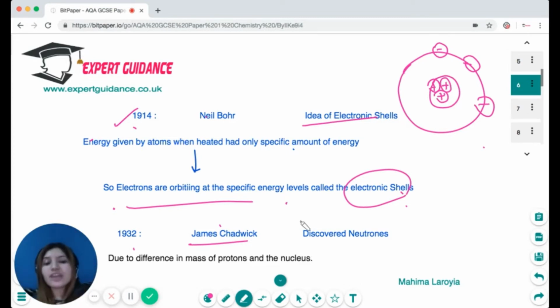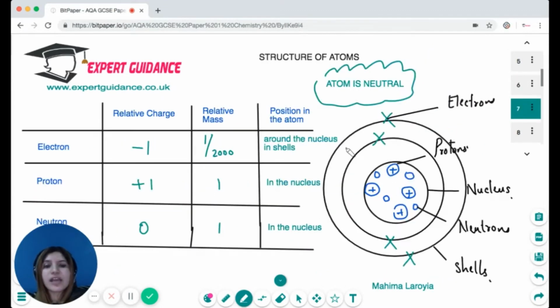So James Chadwick discovered that there's a third subatomic particle present called the neutron, which has no charge but has a mass similar to that of protons, and that is present inside the nucleus along with the protons. Okay, so with all these discoveries, we came up with this structure of the atom.